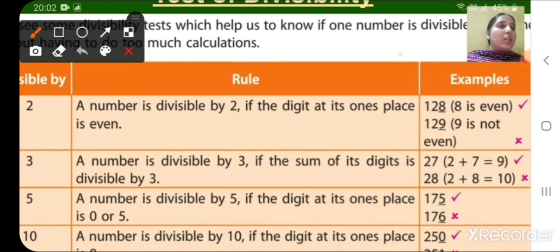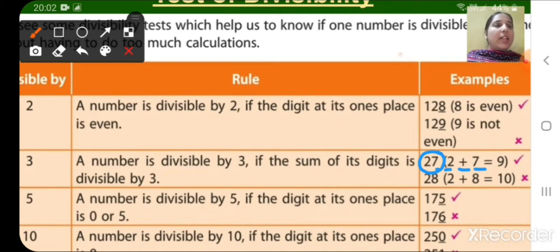Just see here one example, the number 27. So, what we will do? We will add the digits. So, 27 has 2 and 7. So, we will add 2 plus 7. Okay. So, 2 plus 7 will give you 9, which is divisible by 3. 3 threes are 9. You get it in the multiplication table of 3. So, it shows that this number 27 will be divisible by 3.